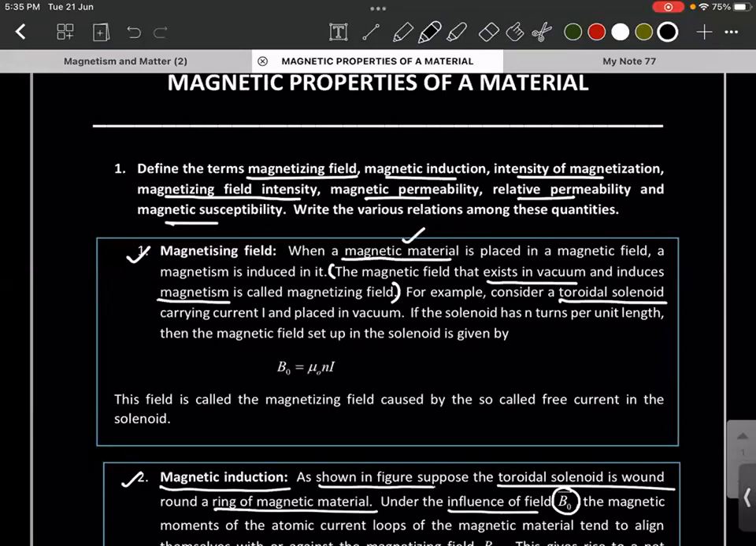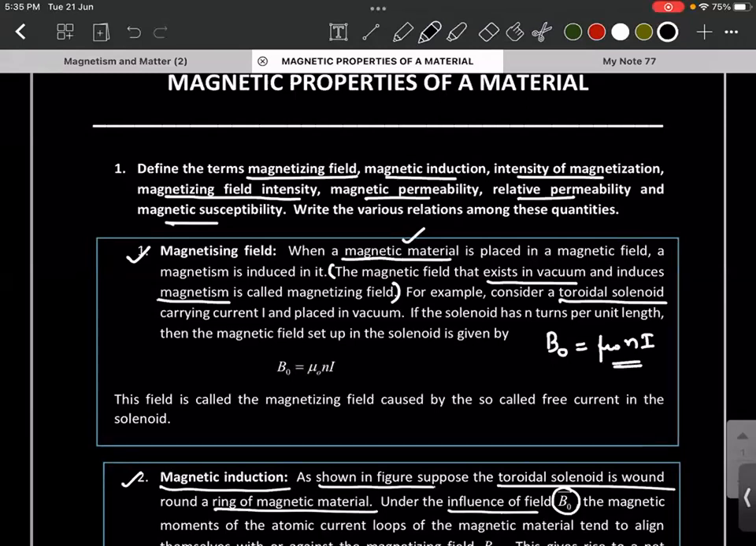For example, if I consider a toroidal solenoid which is carrying a current I and is placed in vacuum. Let us forget about the toroid also. Let's say there is a solenoid and around this there is a wire, and let's say there is an iron core. Now, when you pass the current through the wire of the solenoid, what will happen? There will be a magnetic field existing within the solenoid, right? And what is the value of the magnetic field within the solenoid? I can say B naught is equal to mu naught into N into I.